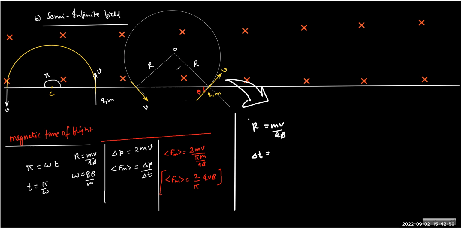Now we have to find the angle. This is how much? This is 2 theta. So the angle for which you were in the field was 2 pi minus 2 theta. So the time will be how much? Theta by omega.